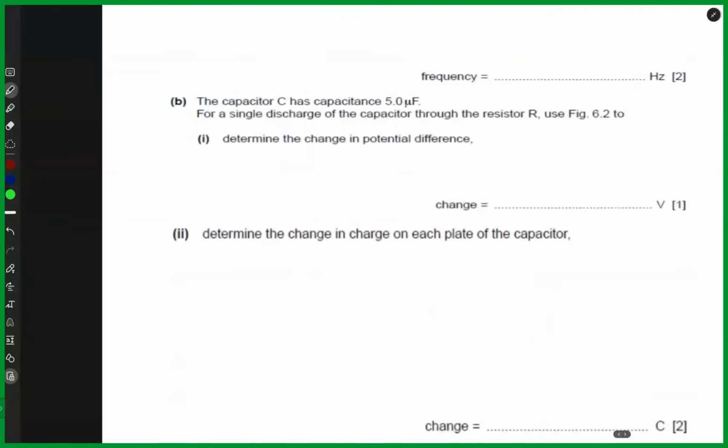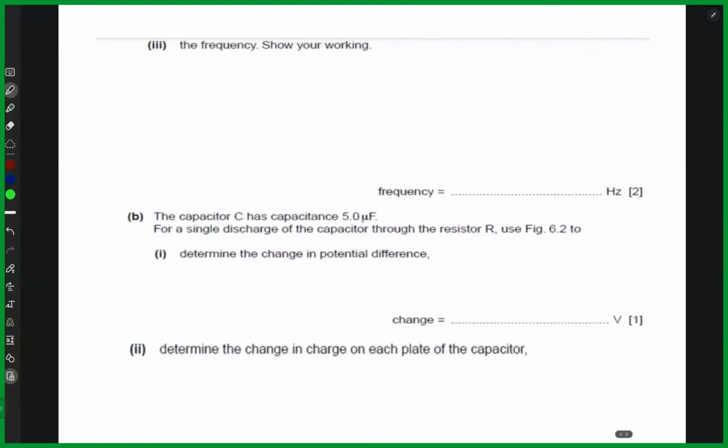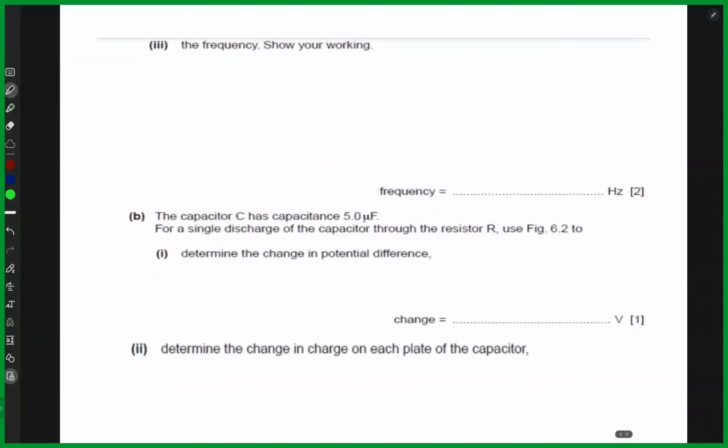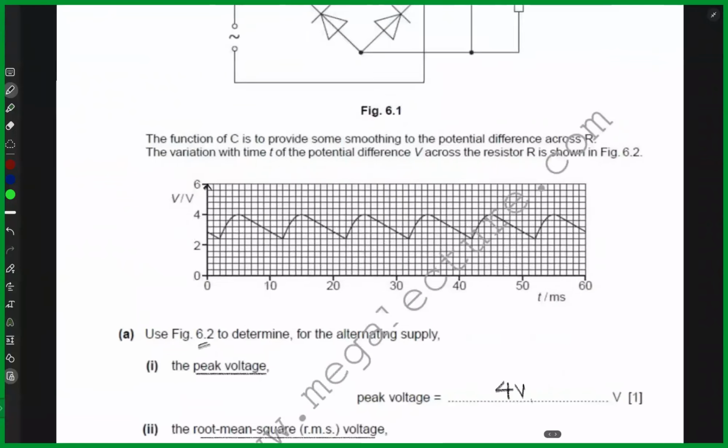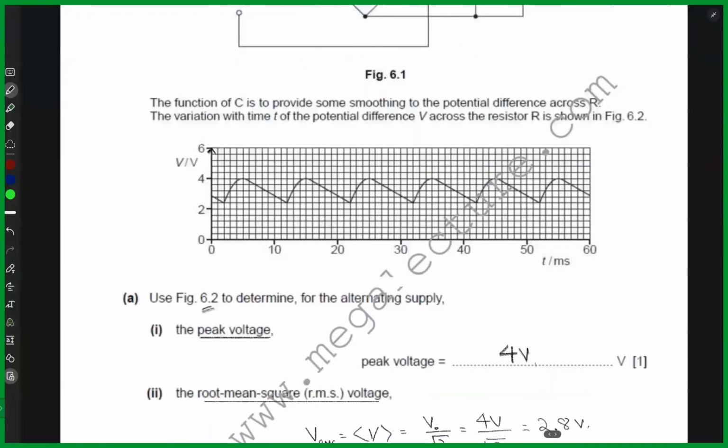Okay, now next we have to find the frequency and show our working. By looking at this figure, how can you determine the frequency? First of all, what is frequency? Just write that down. Frequency is the inverse of the time period, 1 over the time period. So if I can figure out the time period in this question, then I can find the frequency. How do I figure out the time period?